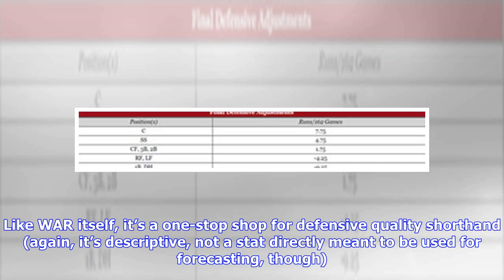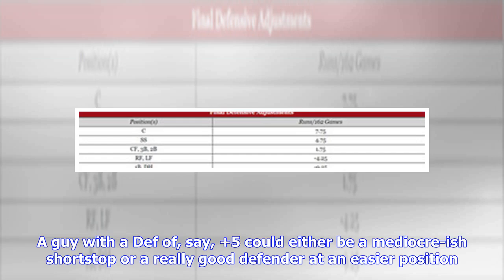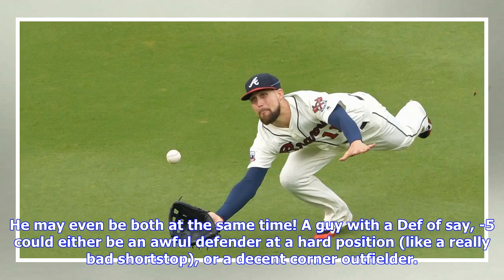Like WAR itself, it's a one-stop shop for defensive quality shorthand. Again, it's descriptive, not a stat directly meant to be used for forecasting, though. If a guy has a def of 0, he's basically an average MLB defender, once you take position and actual fielding quality into account. A guy with a def of, say, 5 could either be a mediocre-ish shortstop or a really good defender at an easier position. He may even be both at the same time.